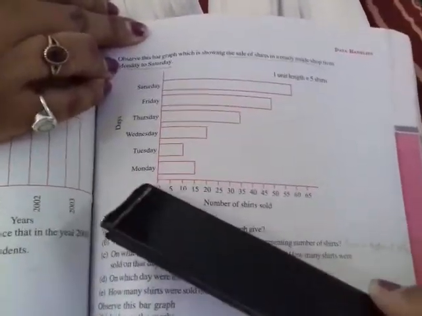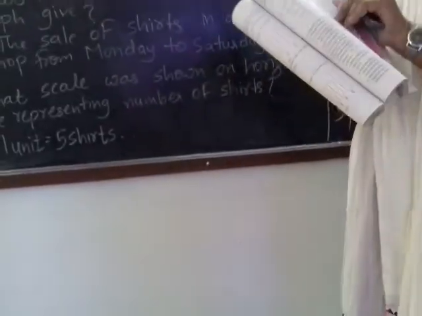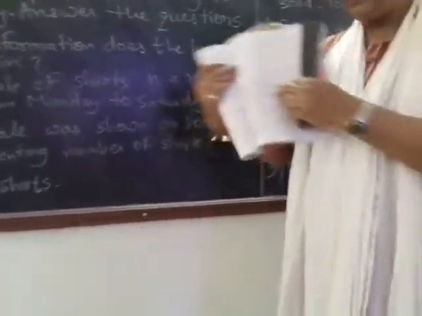Here the only change is horizontally numbers are given and vertically names of weekdays are given. But you have to check wherever the number is given, you have to check the unit or scale of those numbers. After 0 check the number. Here the number is 5. So 1 unit is equal to 5 shirts. Now answer the question seeing the graph given.